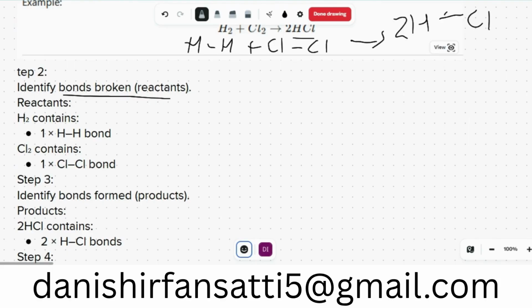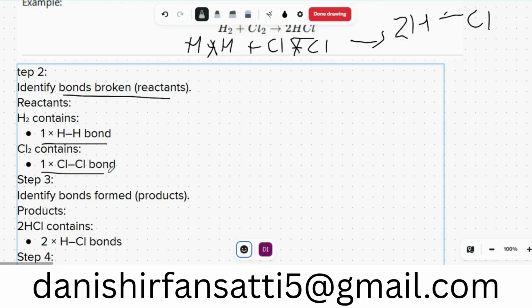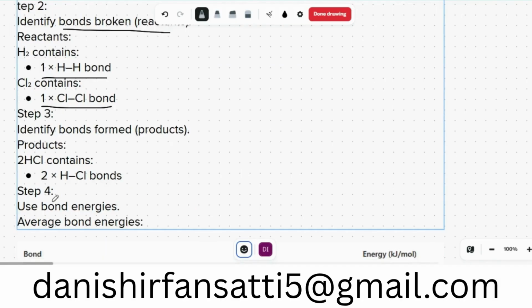So we need to break these two bonds, the H-H bond and the Cl-Cl bond. So one H-H bond and one Cl-Cl bond. Which new bond will be formed? H-Cl. It has two HCl, so we will write 2 times H-Cl.